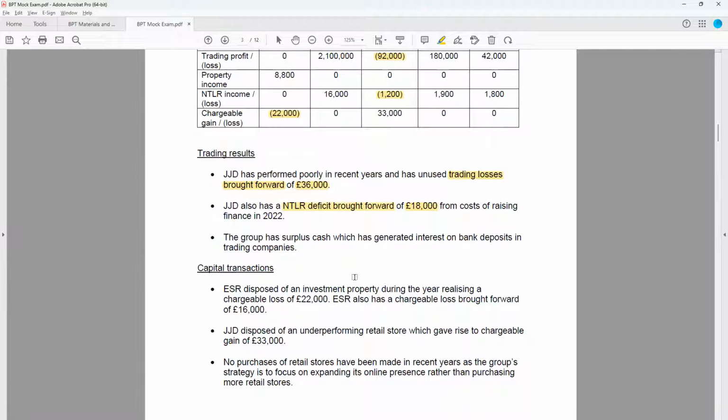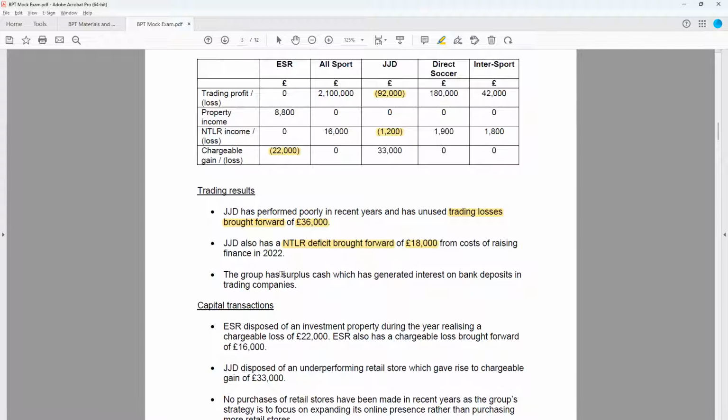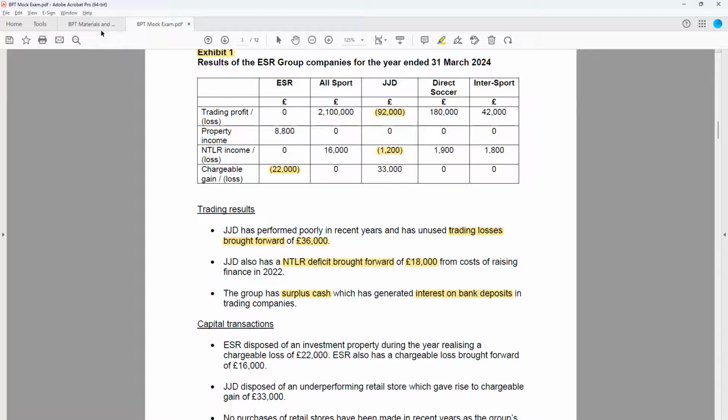The group has surplus cash, which has generated interest on bank deposits in trading companies. So it sounds like the group's got plenty of cash and therefore it's generating interest income on the bank deposits. So this could be a factor when we're thinking about which loss relief to claim.